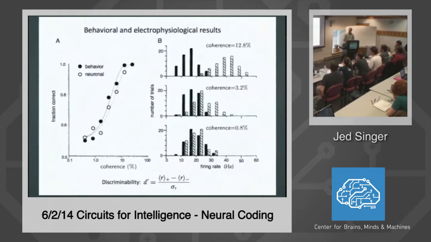And D prime is very easy to calculate as long as the two distributions are Gaussian and have the same variance. When that's true, D prime is just the difference of the mean rate in the positive condition minus the mean rate in the negative condition divided by the standard deviation. So in other words, how far apart are these two peaks in standard deviations? Just the distribution of firing rate, in this case, for the anti-preferred direction and the preferred direction.